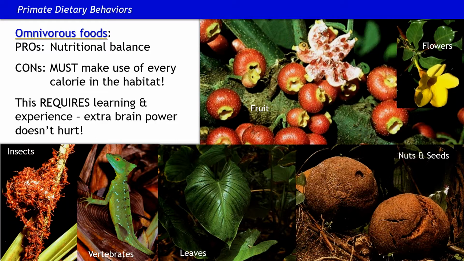Omnivorous foods. Pros: nutritional balance, you should have enough of everything. Cons: you must make use of every calorie in the habitat. This requires learning and experience, and extra brain power doesn't hurt.